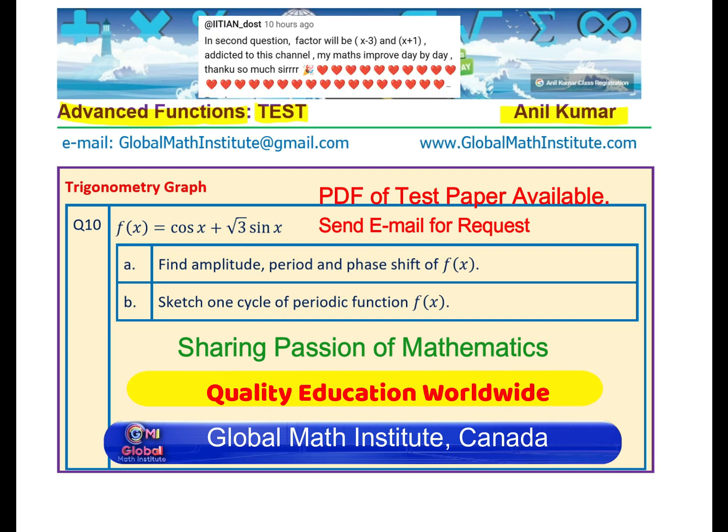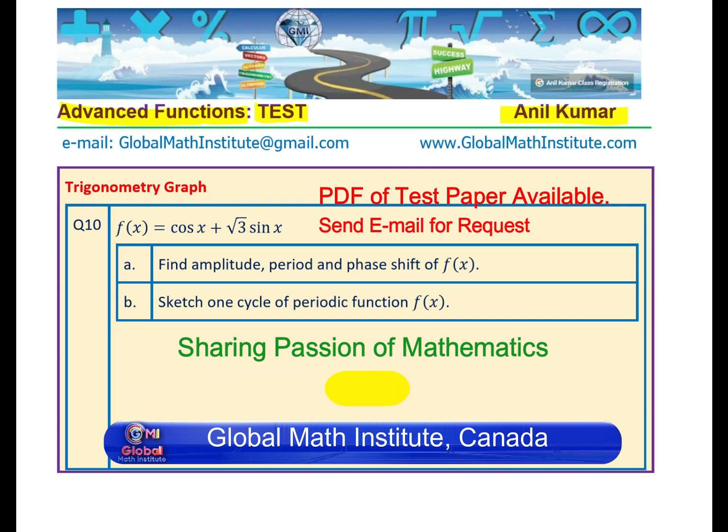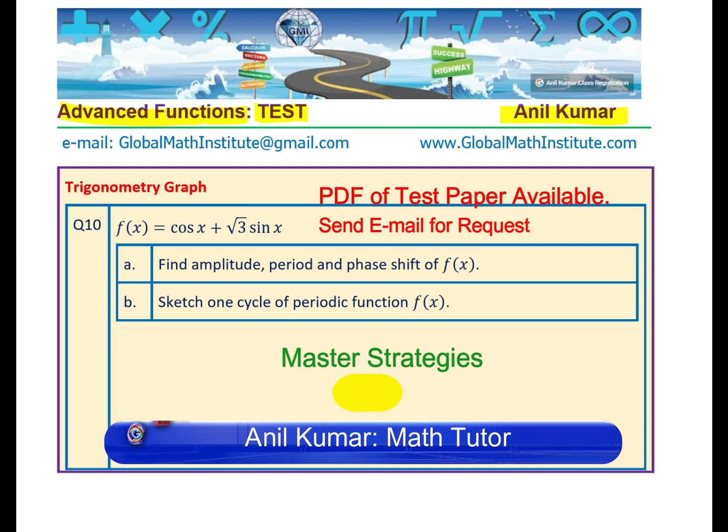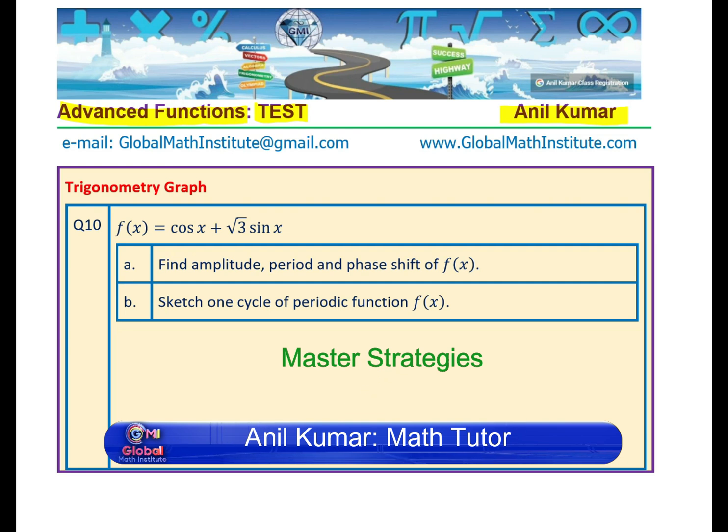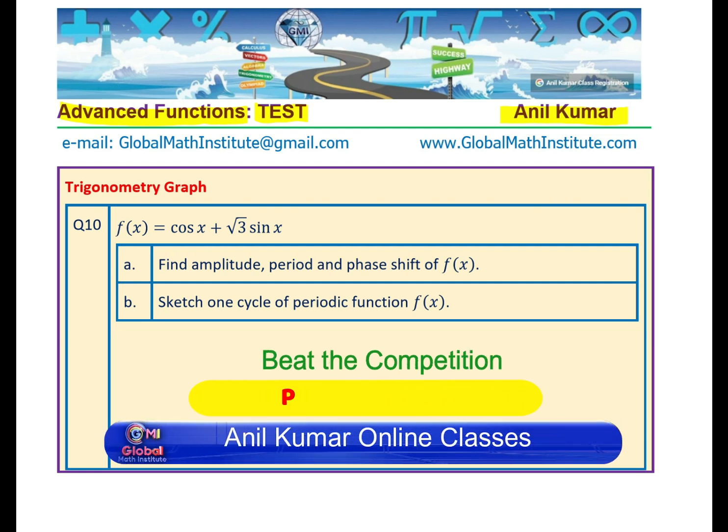Question number 10. Here f of x equals cos x plus square root 3 sine x. Find amplitude, period, and phase shift of f of x. Sketch one cycle of the periodic function f of x. Extremely difficult question. How do we find amplitude, period, and phase shift of this particular function?